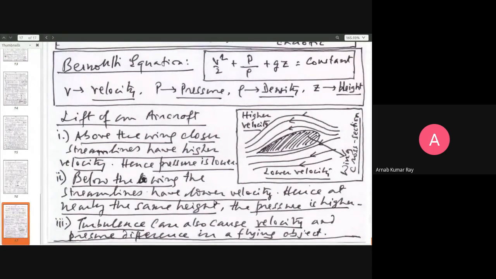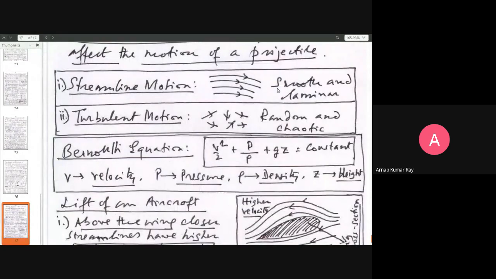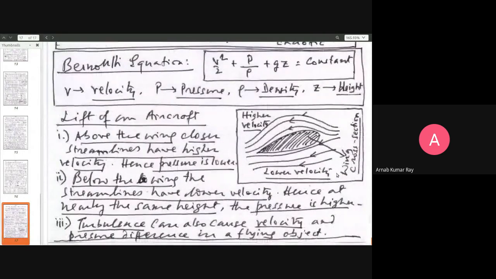But suppose you have turbulence, then all this streamline structure is lost. As a result, this thing doesn't work when you hit a turbulent pocket, an air pocket. Turbulence can also cause velocity and pressure difference in these objects, right? So that is something that you experience as soon as you enter a zone of turbulence in the monsoon season and those times when there is a lot of churning about in the air.